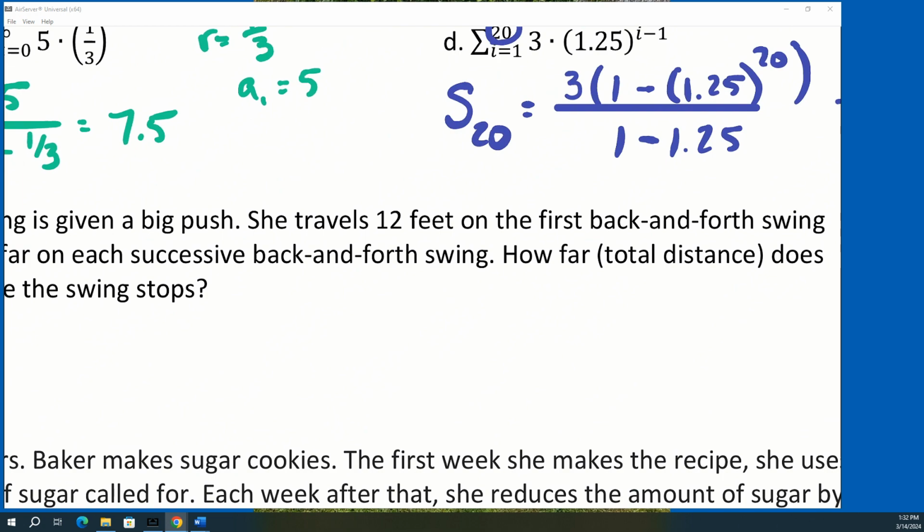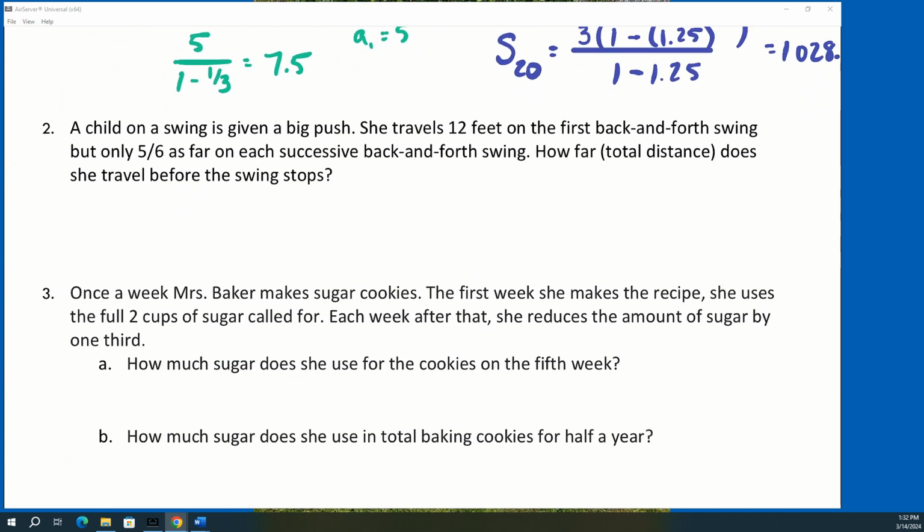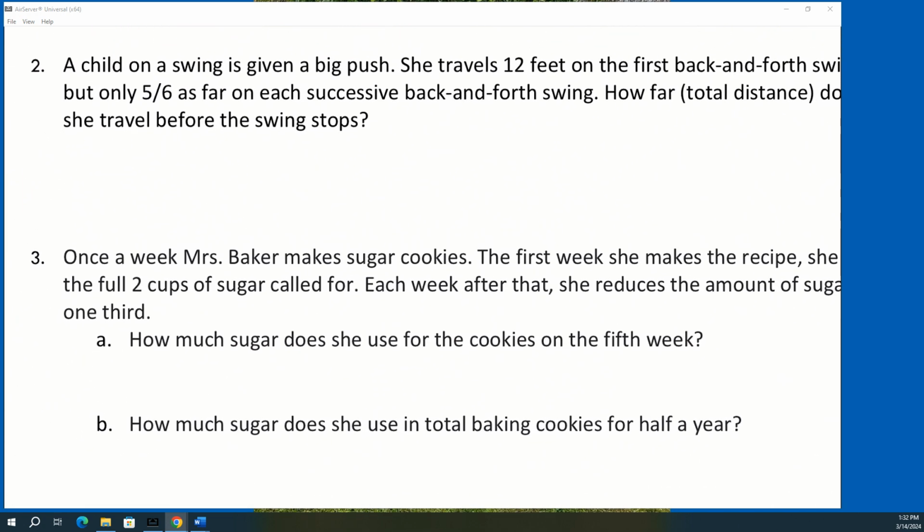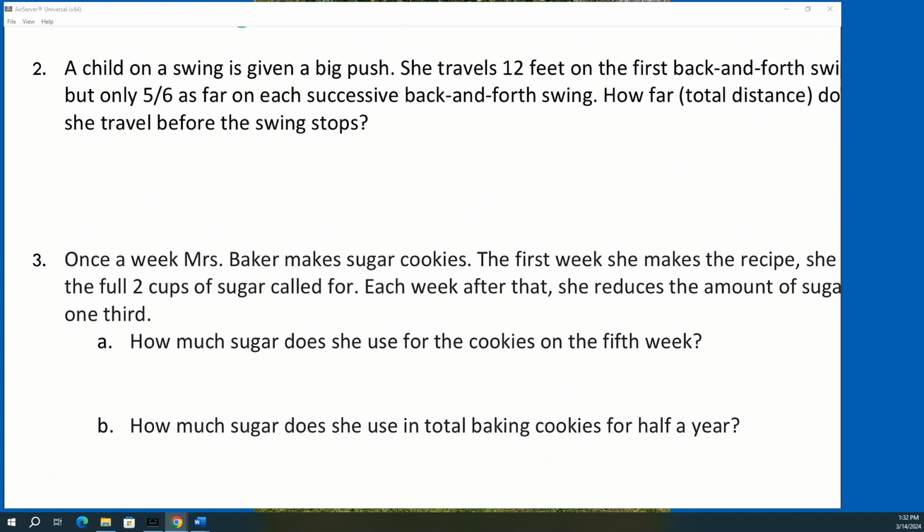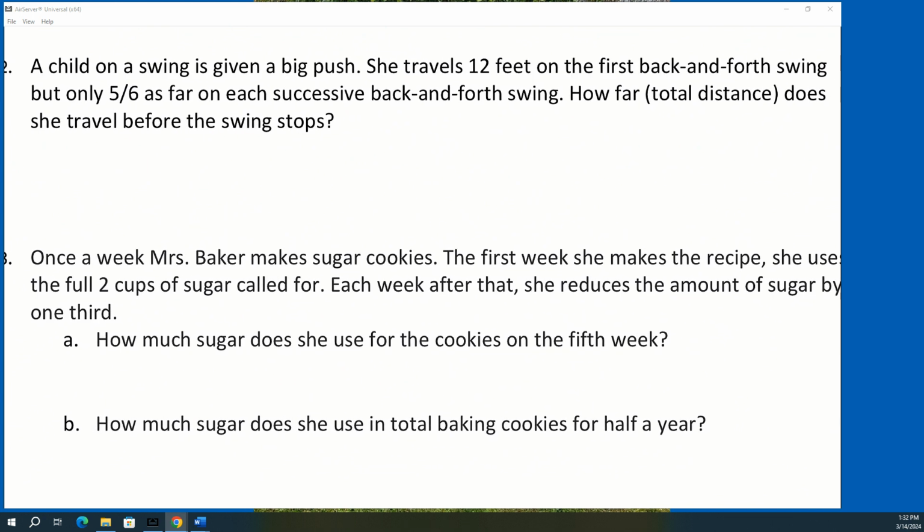All right, so we have a couple of application problems. A child on a swing is given a big push. She travels 12 feet on the first back and forth swing, but only 5/6 as far on each successive back and forth swing. How far, total distance, did she travel before the swing stopped? So we're finding the sum of all the swings, forever. So what would r be in this case?